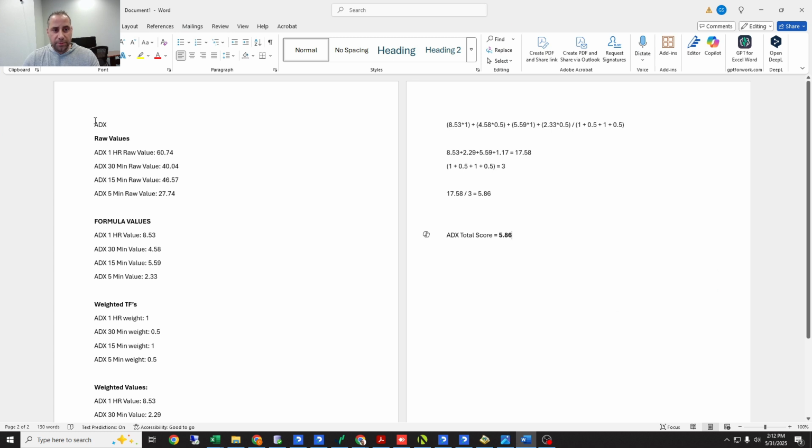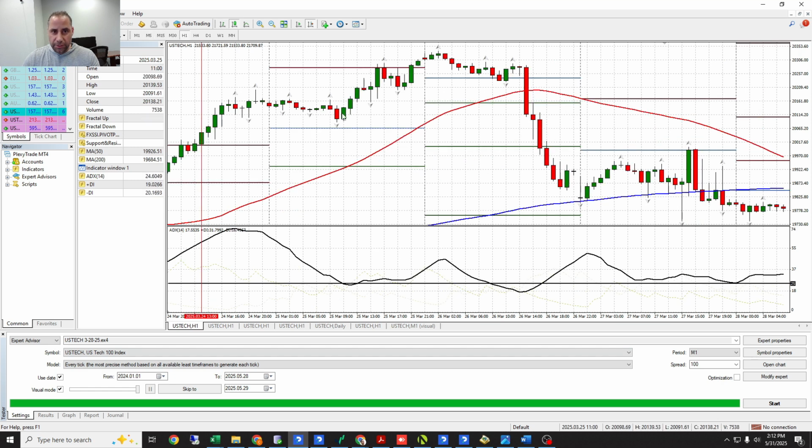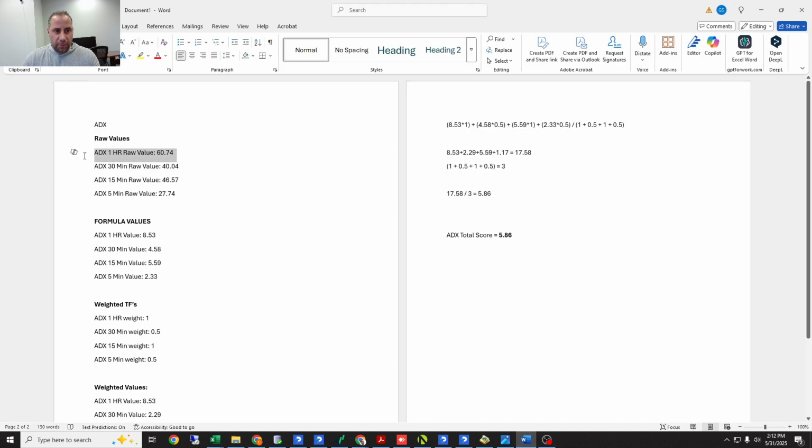So, ADX raw values. Raw values are what you just saw. They are the values that we see on the charts. So again, here is the 1 hour, it's 60.74. We're looking at this value over here, 60.74. Here it is, 60.74. So we've calculated our raw values.